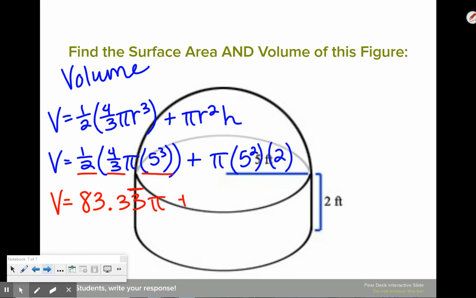Pi, plus 5 squared times 2 would be 50 pi. Okay, so we're going to add those two together. So we get about 133.33 pi feet cubed.